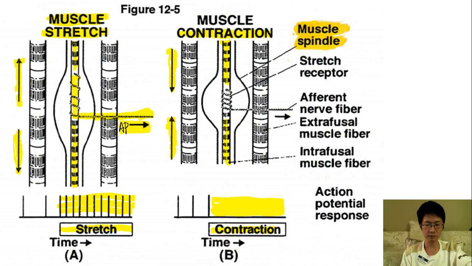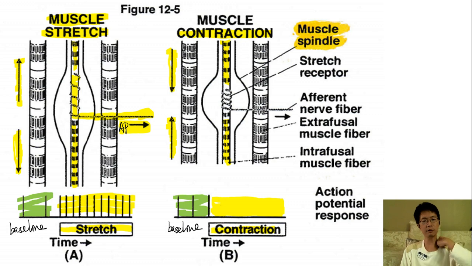You may ask me, hey professor, what about these? What is that? It is before the contraction or before the stretch. How come there is action potential firing? We call this baseline activity. These are called baseline activity, or baseline firing, or baseline action potential. Doesn't matter. Baseline. What is the purpose of this baseline activity?